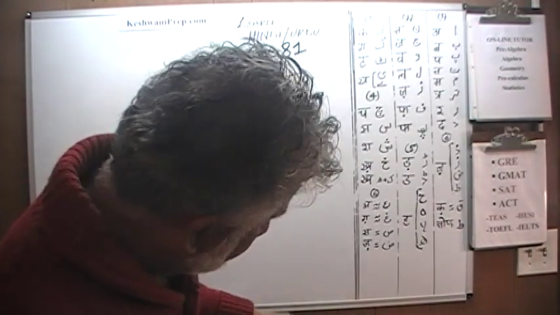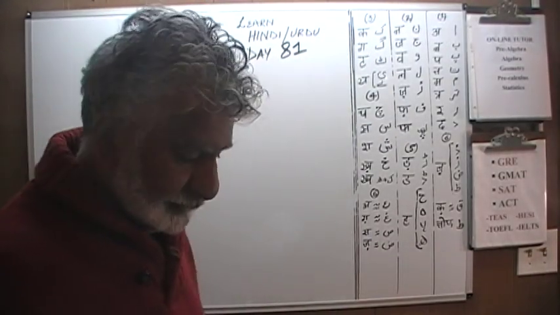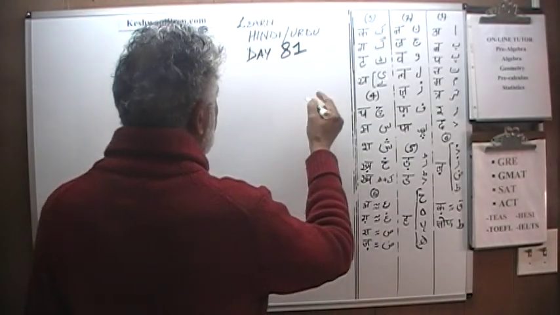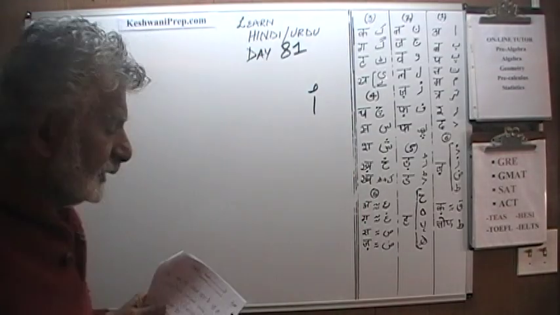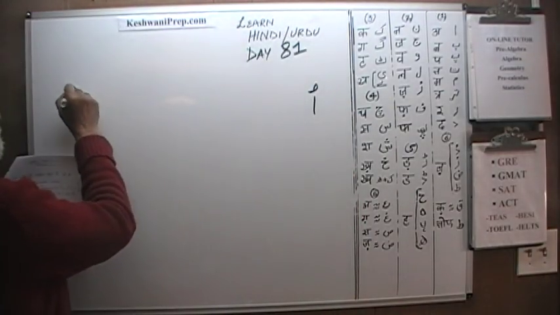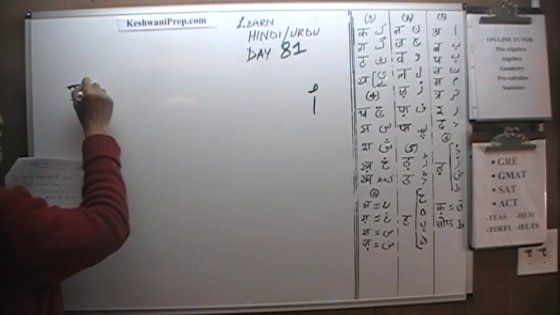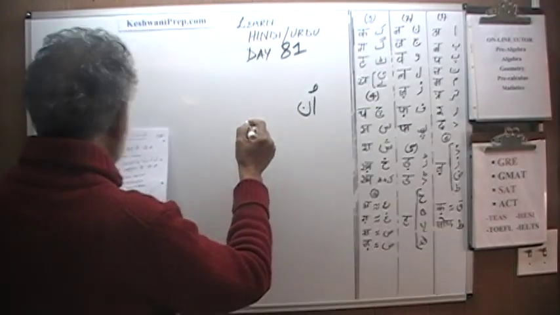The first word is un. Un as in they or he or she. The indirect pronoun un. So first we have alif with the pesh, choti u ki matra. Choti u ki matra, u, it just looks like a 3, and then no, un. Unki.